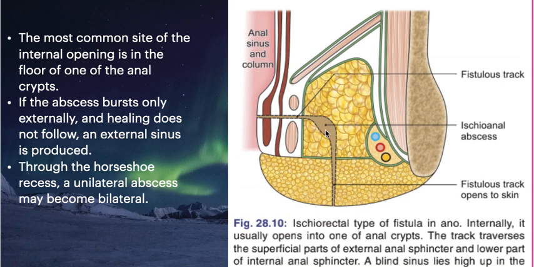The most common site of the internal opening is the floor of the anal crypt. If the abscess bursts only externally, healing does not follow and an external sinus is produced. Through the horseshoe recess, a unilateral abscess may become bilateral.